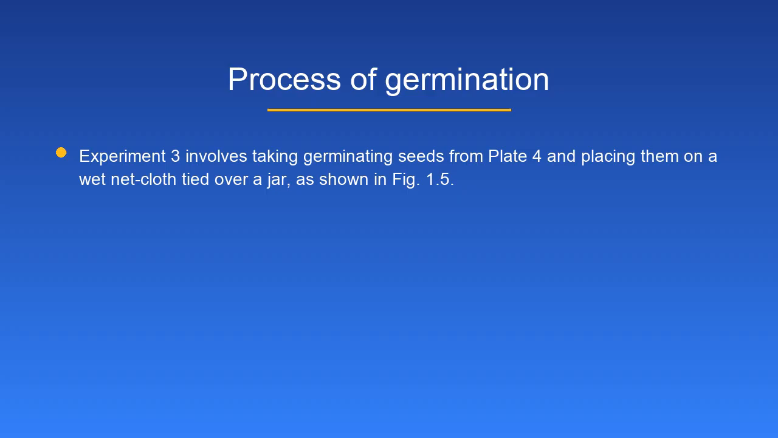Process of germination. Experiment 3 involves taking germinating seeds from plate 4 and placing them on a wet net cloth, tied over a jar, as shown in Fig. 1.5.